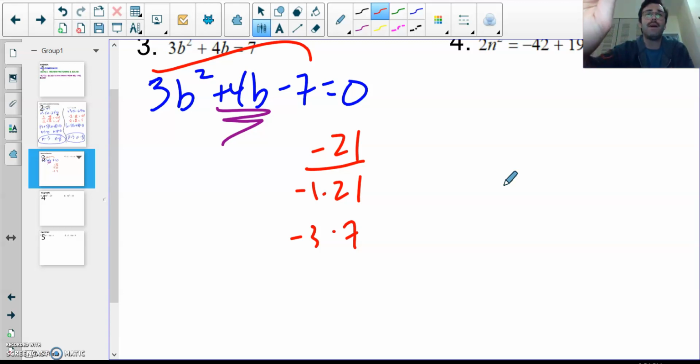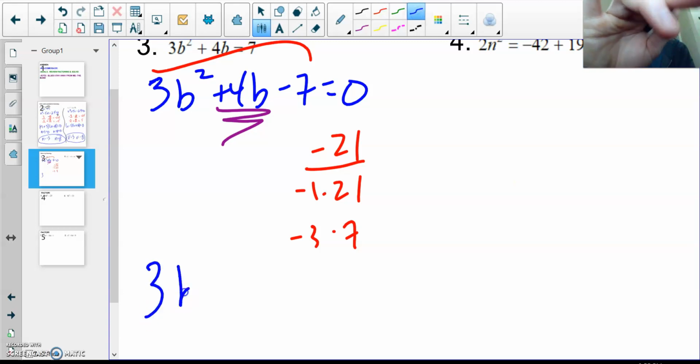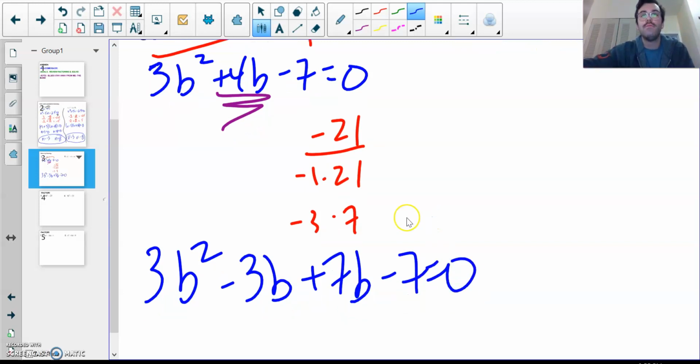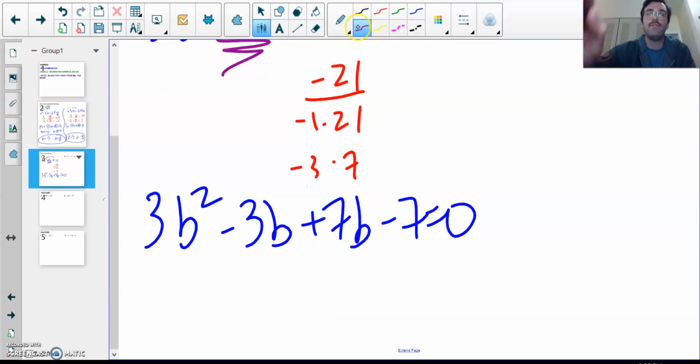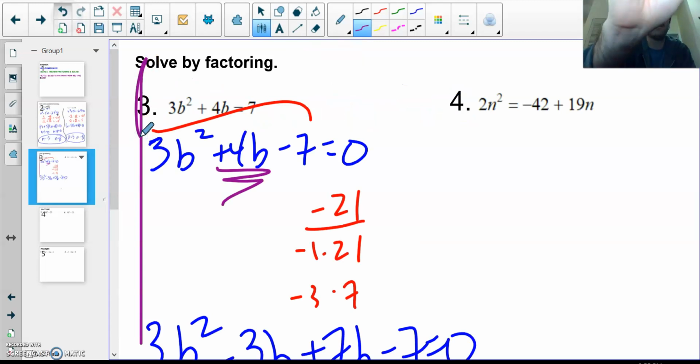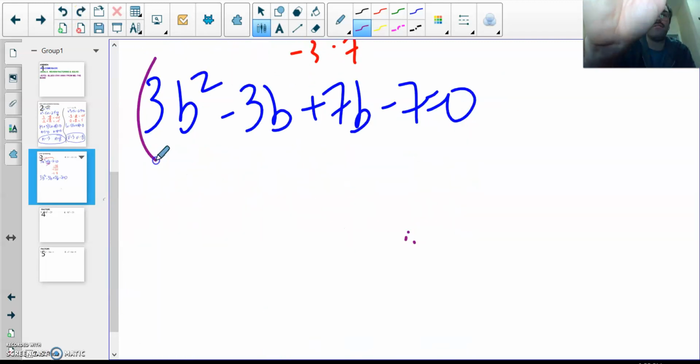Now, some of us like the box method. I'm just going to rewrite it: 3b squared minus 3b plus 7b minus 7 equals 0. Some of us like the algebraic method. If you're an algebraic method person, I'll show that first. We have 4 terms, so I factor by grouping. If you're a box person, I'll do that as well.